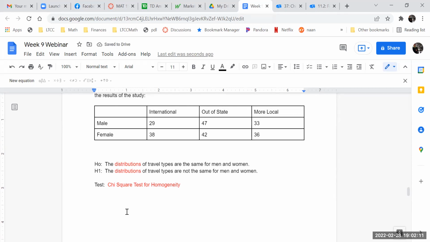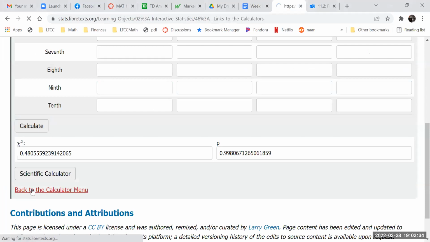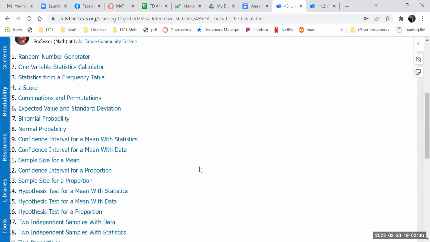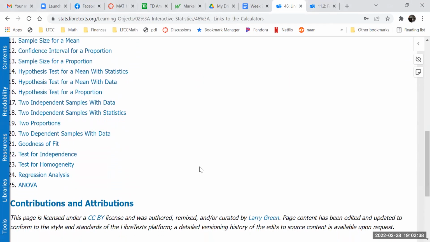Okay, so now what do you think we have to do? Hopefully you all know, because we've been doing this process for a long time. Once you've written H0 and H1 and decided what test, what's the next step? Yeah, you go to the calculator. So I can go back to the calculator menu. And hopefully you can tell me which one.